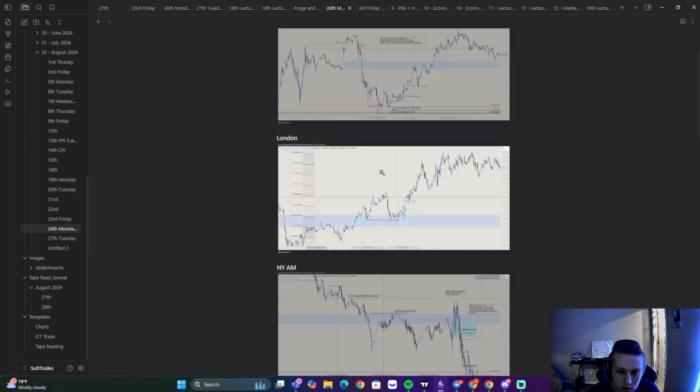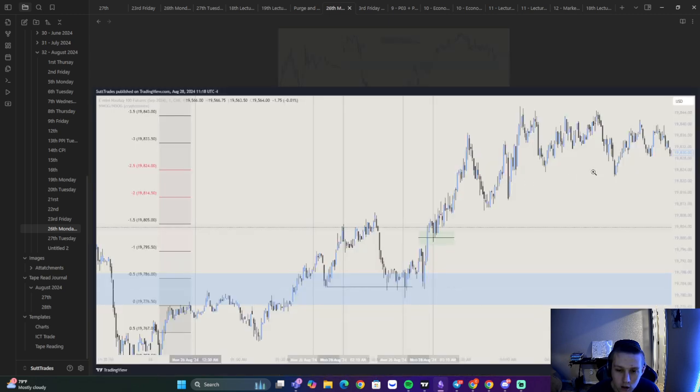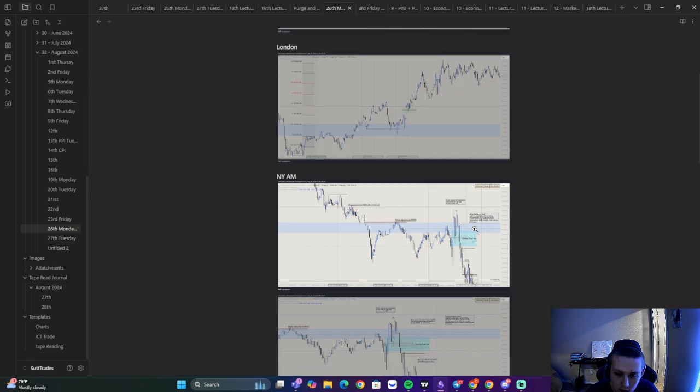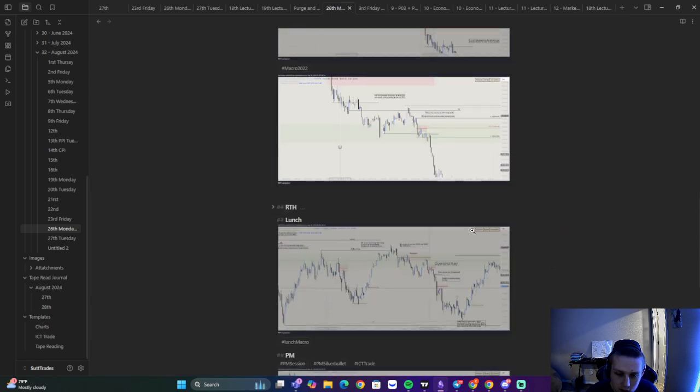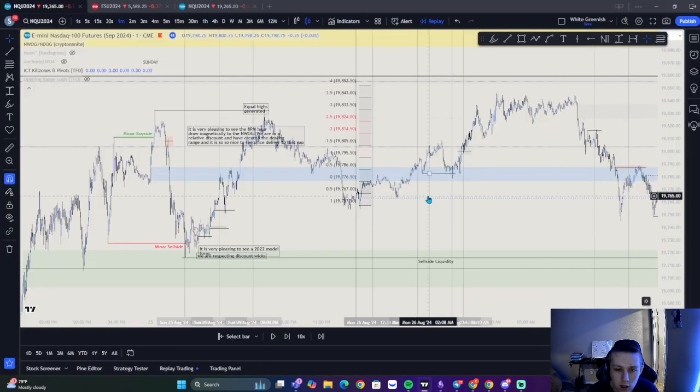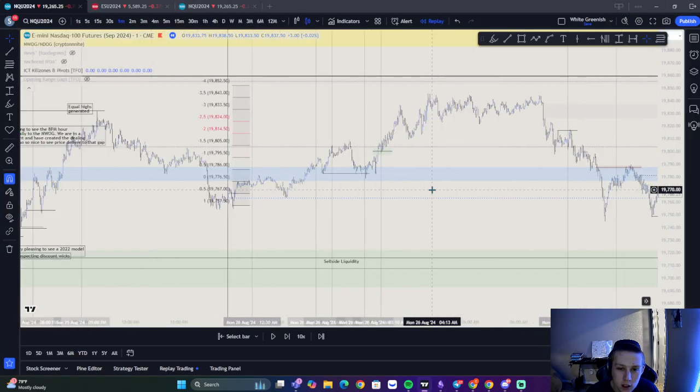London we trade into. What is it? The only bad thing about Notion is it's harder to zoom into pictures. So here we have new week opening gap. Stop out right here. Boom. This gets respected. And not really much of significance there. And then I don't have anything else of significance. So overall, very nice session.